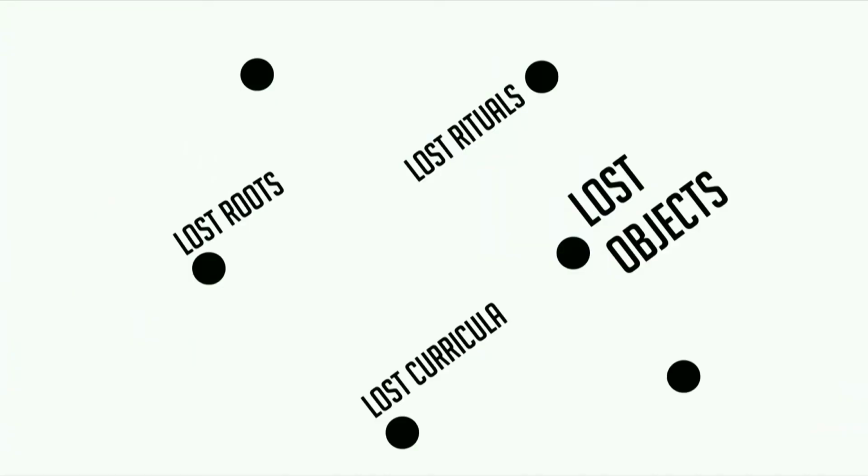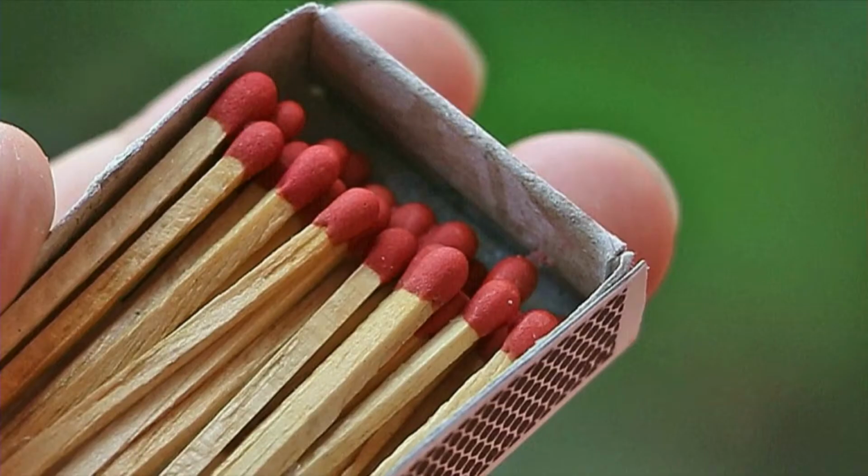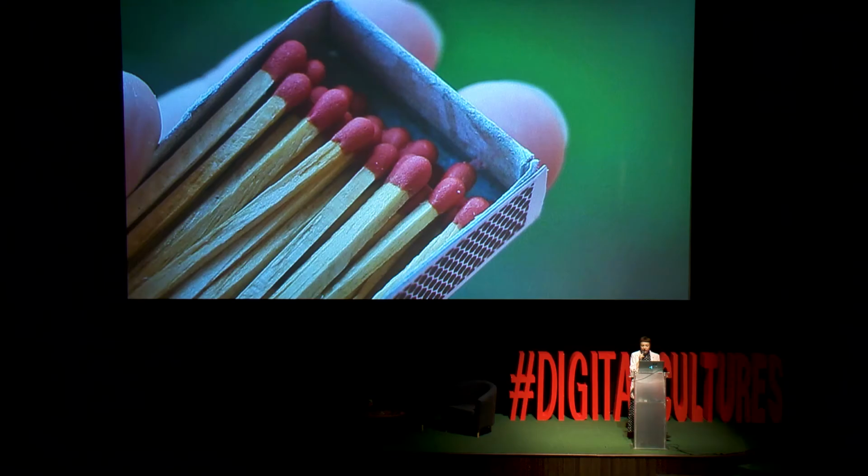Last but not least, lost objects. As a traditional designer, I have many boxes divided into categories with objects I've collected through time. When I was about to make the graphic style of Ventimesi, 20 Months, a collection of very short stories about the Italian resistance, I had no clue what to do. Our games, as you can see, are very low in technology, so I had to come up with something new. I went through my boxes and I found a matchbox.